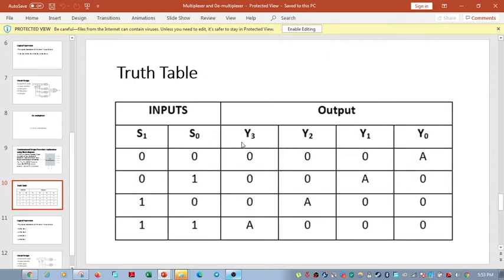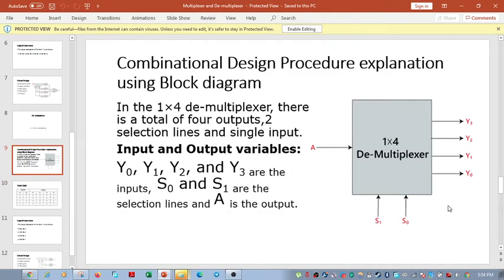This is the truth table for demultiplexer. If you look at the input, when the input is 00, the output is 000A. And if the input is 01, the output is 00A0, and the input is 10, the output is 0A00, and if the input is 11, the output is A000. To mention that it also has an enable pin and 2 selection lines.